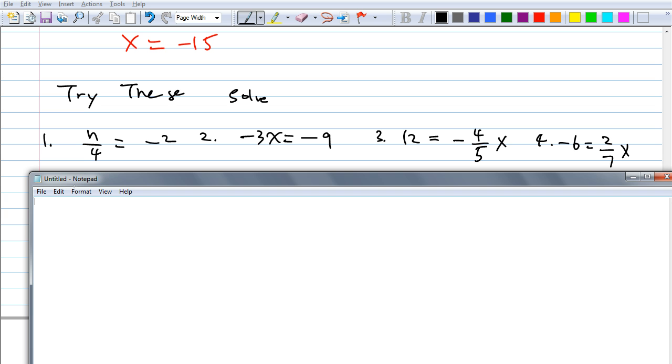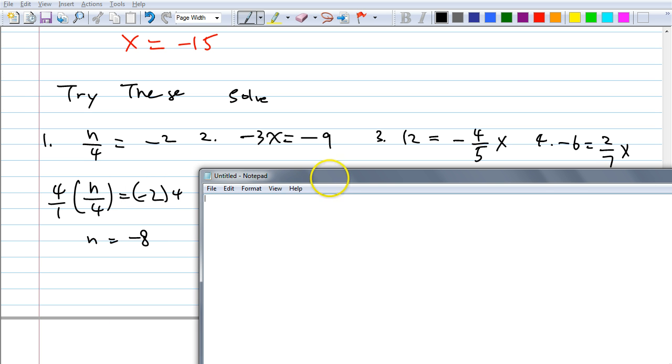For number 1, who could help me here? What's being done to n right now? It's being divided by 4, right? So guess what we're going to do to both sides? How do you undo division? The opposite of division is multiplication, right? So you multiply both sides by 4. Very good. Did you all get n equals negative 8? Nobody put down 8, right? Because that would be wrong. It's negative times positive, so you get negative 8.